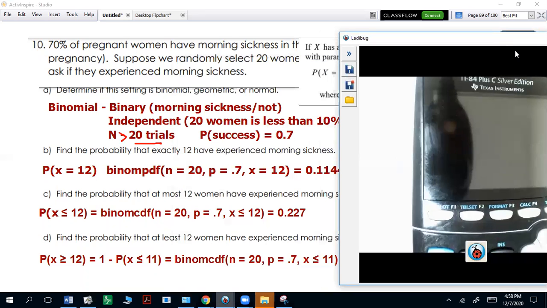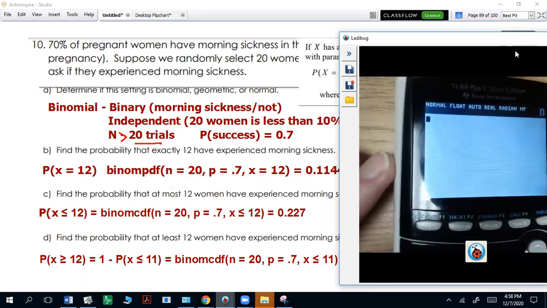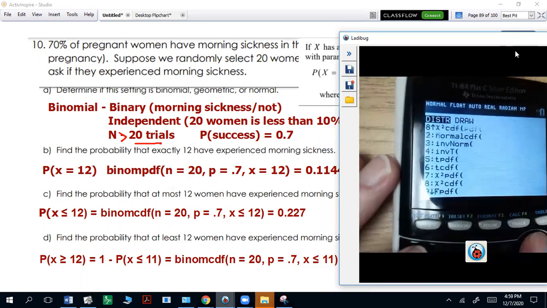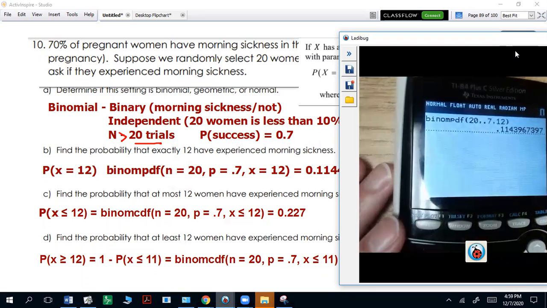You're going to go into your same menu, second vars, binomPDF. Your trials would be 20, your p is your probability, and your x value is 12. And so that exact amount would be about 11.4%. So the probability that exactly 12 have experienced morning sickness is 0.1144.